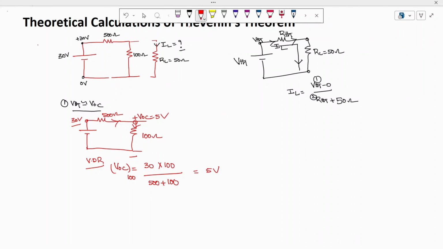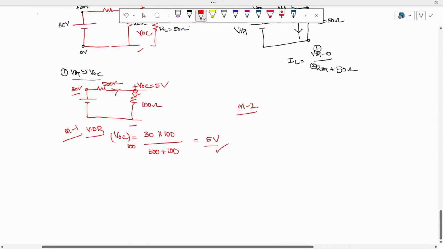As soon as you remove the load resistor, it will act as an open circuit. In an open circuit, there is only the open circuit voltage, which is what we have found. So this is method 1 of finding VOC. Let's verify with another method whether what we did is correct or not.